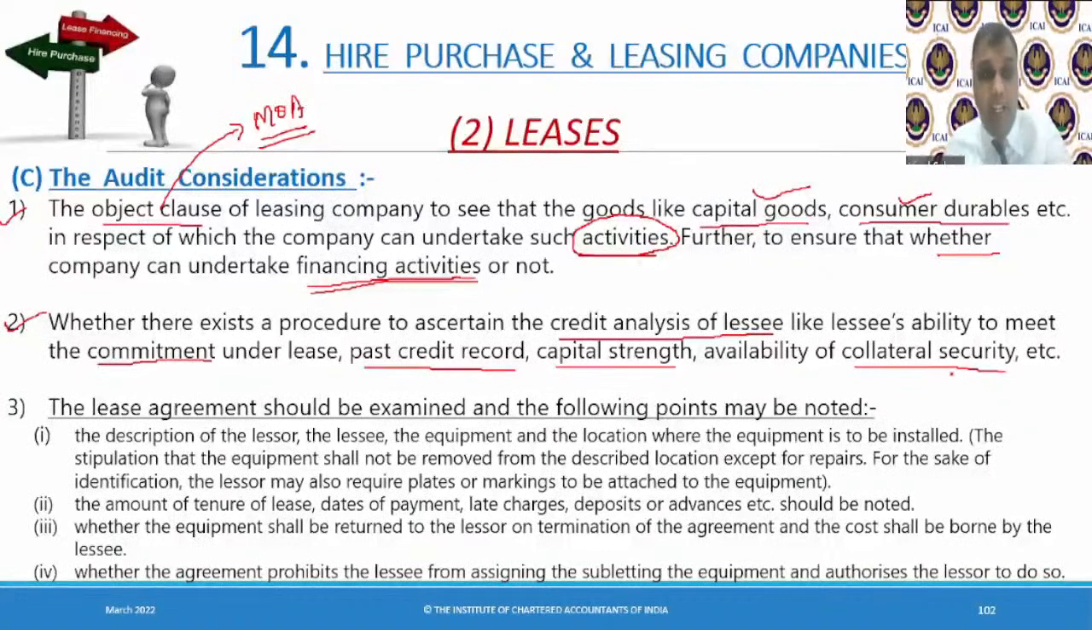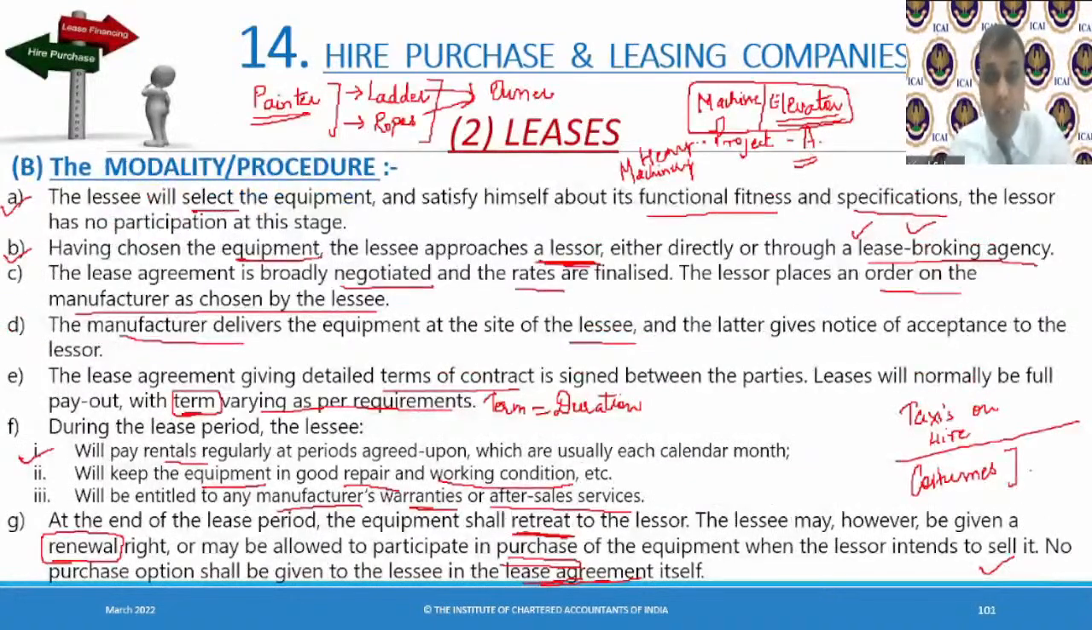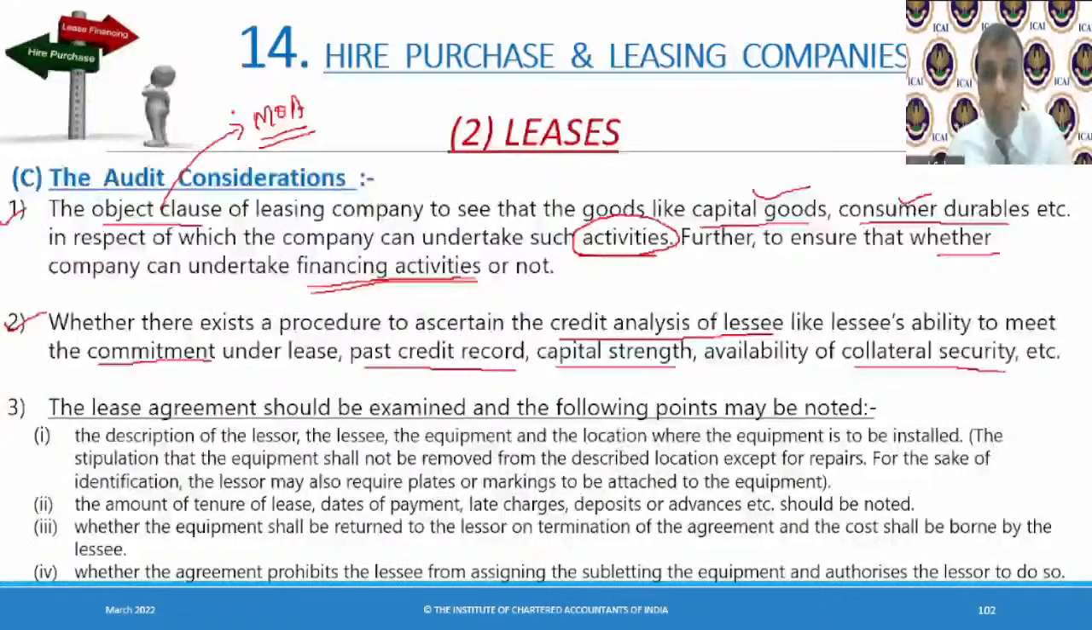Even in the case of a ladder or ropes, when the painter takes it, they give a security deposit to that person, 100 rupees, 200 rupees. And on returning that particular asset, the collateral security is released. It could be a security deposit, it could be anything.